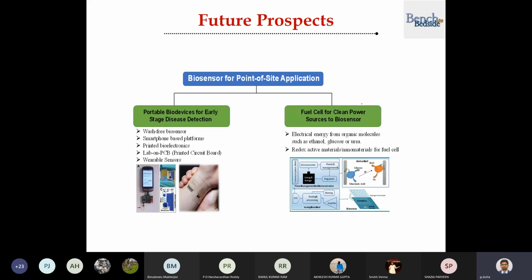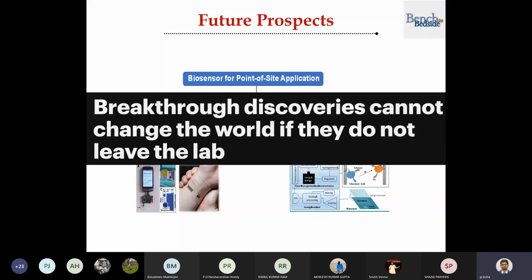So this is not only a course. This is also your future plan that you can make from this. And the main thing is breakthrough discoveries: don't keep your innovation inside the lab, bring it outside for mankind, right? This is a very important line.